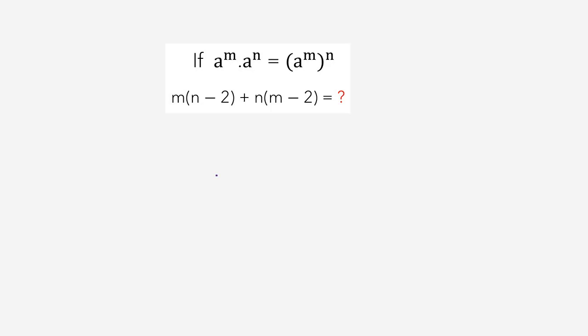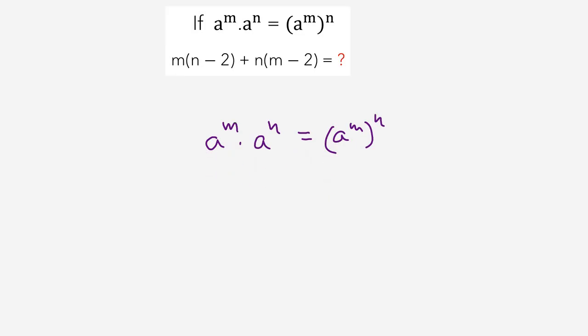We have a to the power m times a to the power n equals a to the power m whole to the power n. From here we get a to the power m plus n equals a to the power m times n, since in multiplications powers are added, and if we have a whole power, the powers are multiplied to each other.